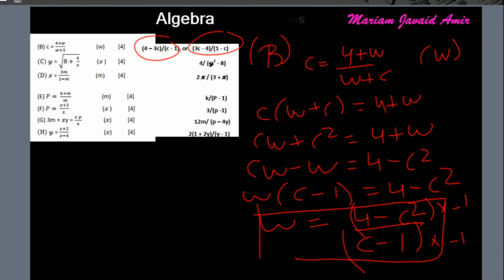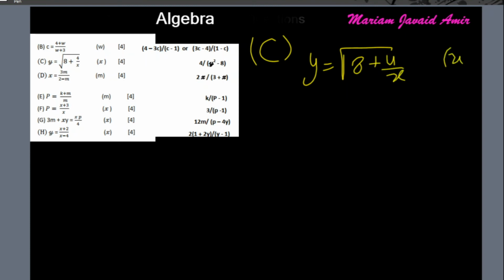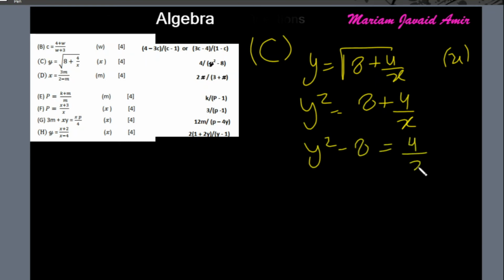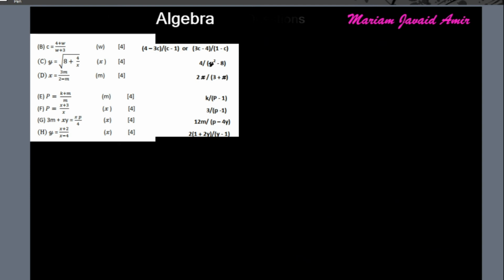Okay, part C, capital C, is y equals under root 8 plus 4 over x. We have to make x the subject. Square it to get rid of the under root, move 8 to the other side, equals 4 over x. This is y squared minus 8 over 1. So take x to the other side and y squared minus 8 to the other side. This is the answer for part C. We've simply cross multiplied to make x the subject.